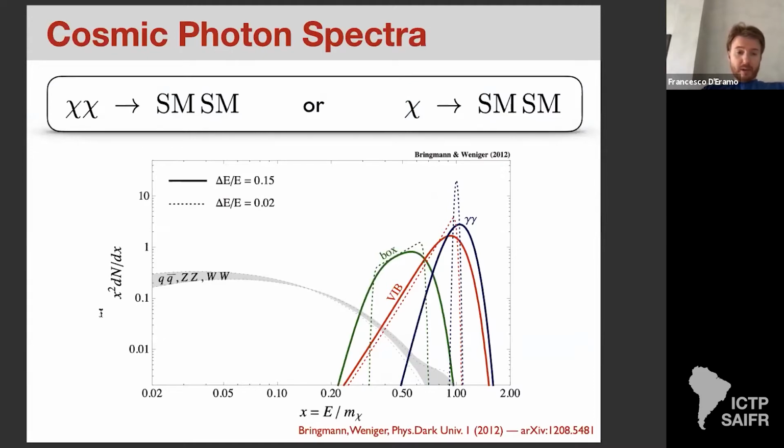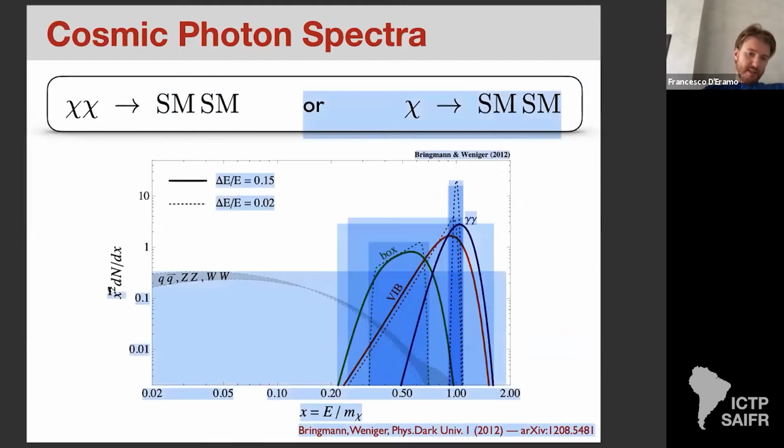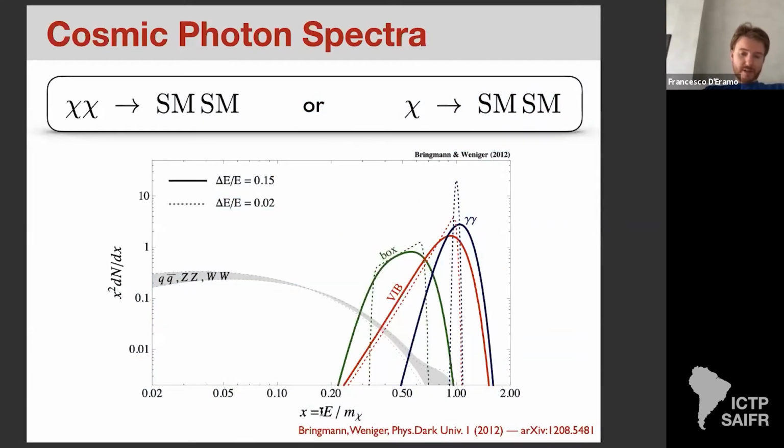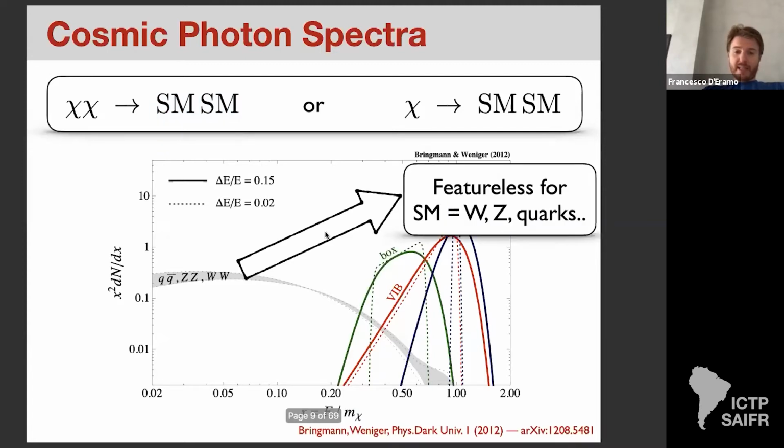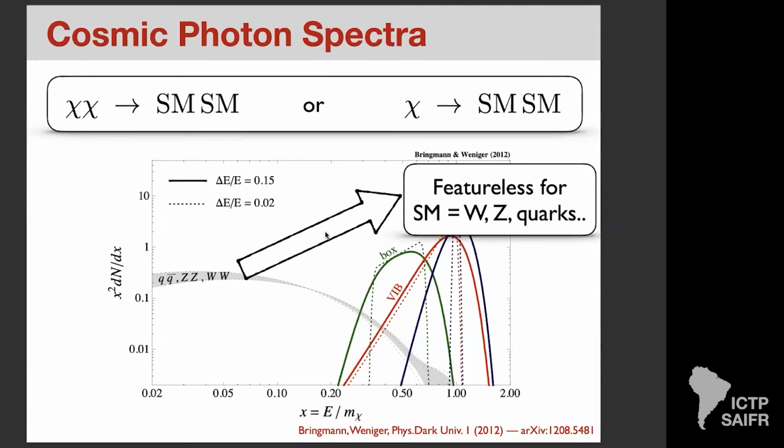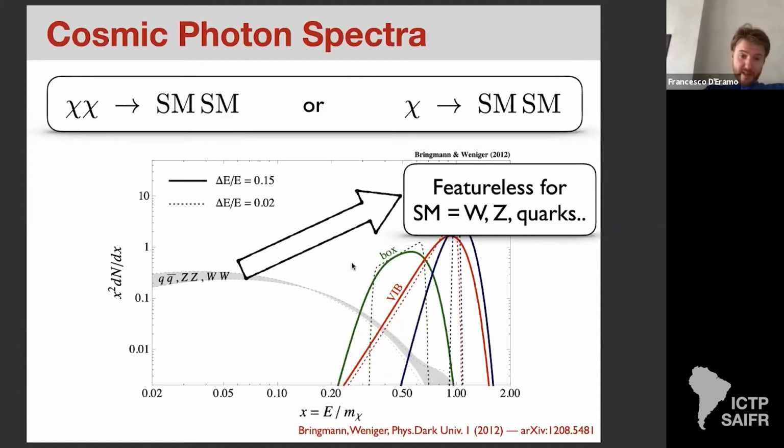So you see here, I plot the photon spectrum normalized in this way, where X is the photon energy, where the units are set in such a way that energy 1 is equal to the MK. So for the annihilation case, this is the maximum energy that the photon can carry. And you see that if the final states, so the primary annihilation channel, are standard model quarks or Ws or Z, the spectrum is quite featureless, meaning that there is no preferred energy, and you see it's almost constant over a large range of energies.